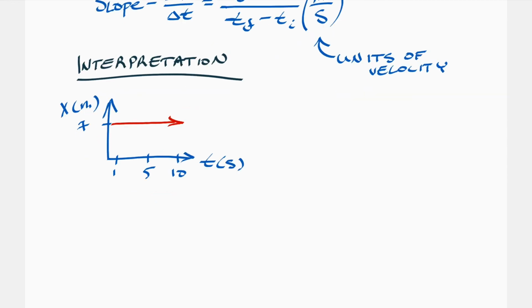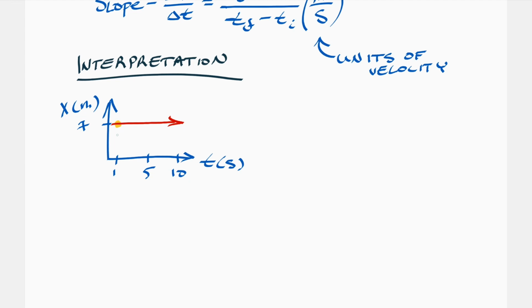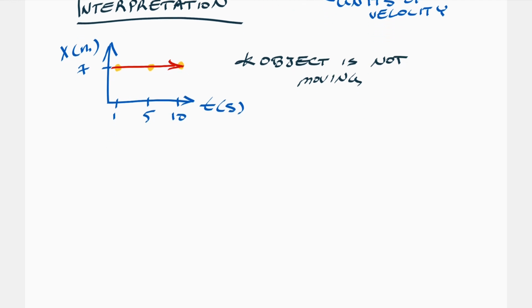So how do we interpret this graph? Well, anytime you have a flat line, all it's saying is that the object is standing still. It's not moving. Let's look at this at 1 second. At 1 second, we're at 7 meters. At 5 seconds, we're still at 7 meters. At 10 seconds, we are still at 7 meters, right? So very clearly you can see, what does this mean? The object is not moving. Object, person, car, whatever it is, the object is not moving.